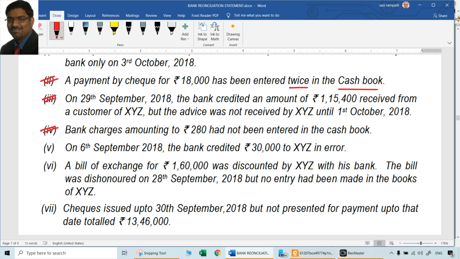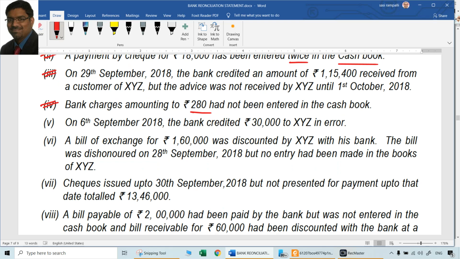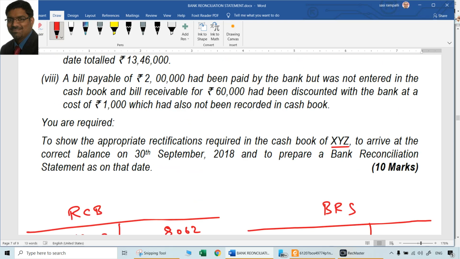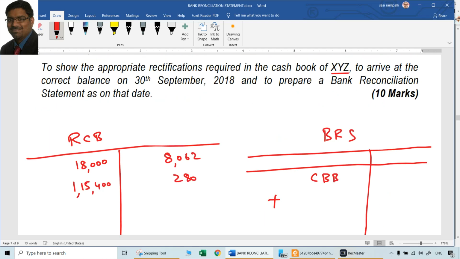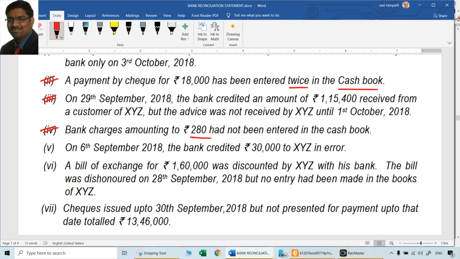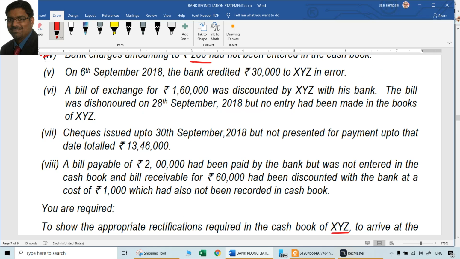Bank charges amounting to 280 were not entered in the cash book. Okay, fine. Now we can enter them. Bank charges means they are withdrawals. So 280 should be credited now. 280, which were not recorded earlier. Now we are recording them.